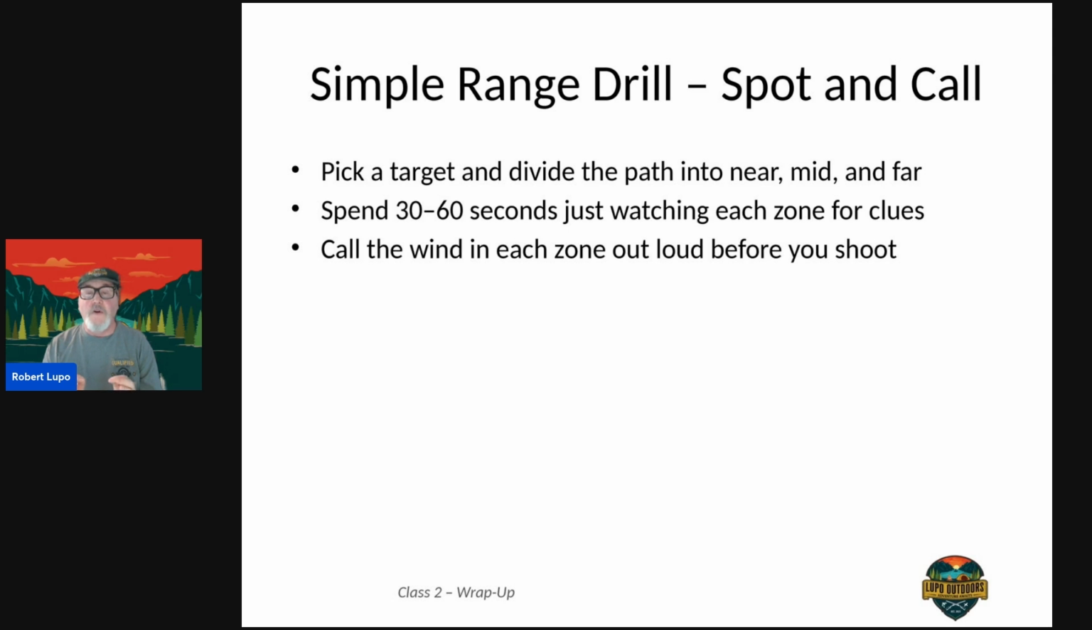Drill. Next time you're on the range, pick a single target and mentally divide the path into near, mid, and far zones. Spend 30 to 60 seconds watching each zone. Look at grass, trees, flags, dust, water, and mirage. Then say out loud, near zone, about 5 miles per hour at 3 o'clock. Mid zone, maybe 8 to 10 from 3. Far zone, looks like 6 from 2. Only after you've called each zone do you shoot. This trains you to build a wind picture before every shot instead of reacting after the miss.